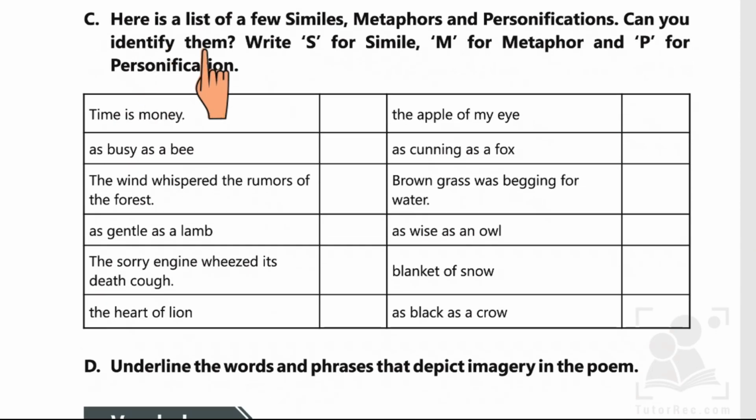Here we have been given a list of a few similes, metaphors, and personifications. What we need to do is identify them using their symbols: S for simile, M for metaphor, and P for personification. So let's try out. Time is money. It is a dissimilar comparison without the word like or as, so it is a metaphor. We can write M over here. Then, as busy as a bee, as and a comparison between two things that are dissimilar. This is a simile.